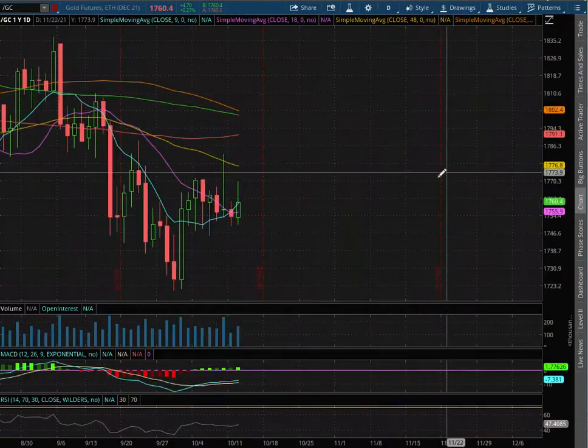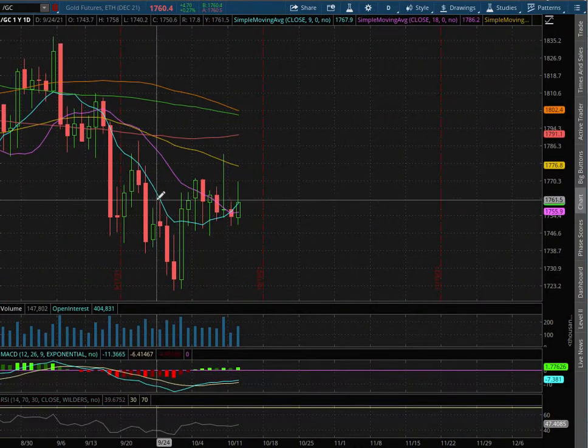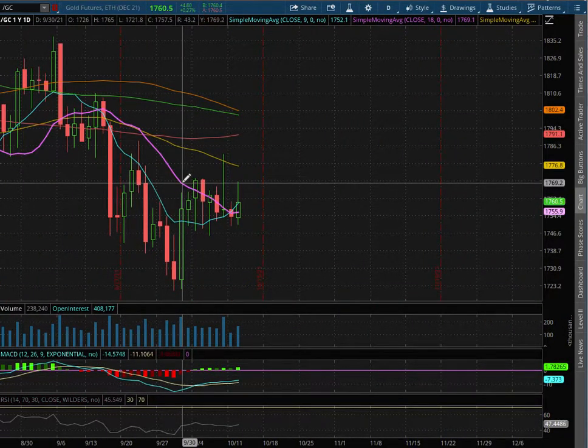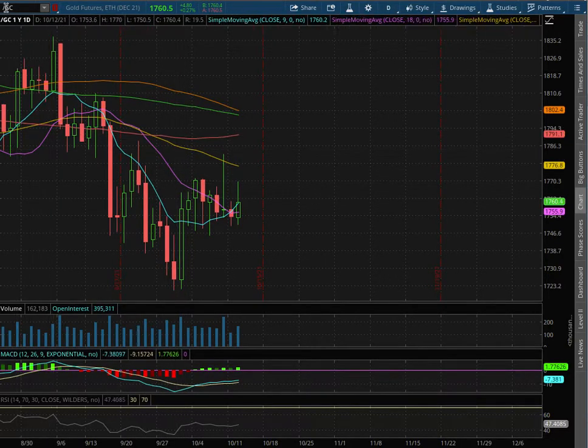As with the daily chart, we are in negative MACD. We did see the 9 moving average converge onto the 18 moving average, the blue and purple lines respectively.